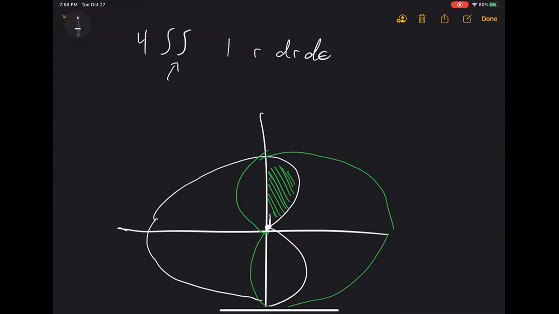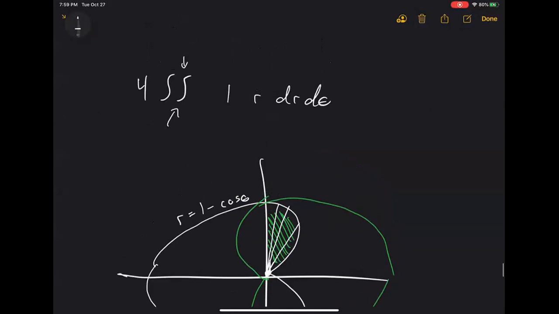And then what's the largest my radius can be? Try and think about it in terms of a function. Well, my radius is always less than whatever that curve is, right? My radius stops at that curve. And what is that curve? That curve is r equals 1 minus cosine theta. That's that white curve, right? So let's do 0 for the lower bound for my r, and then my upper bound should be 1 minus cosine of theta.